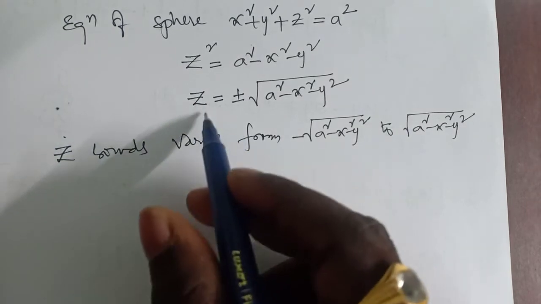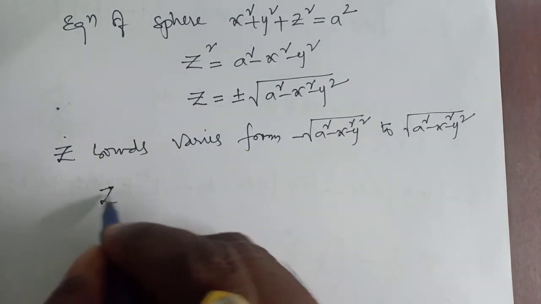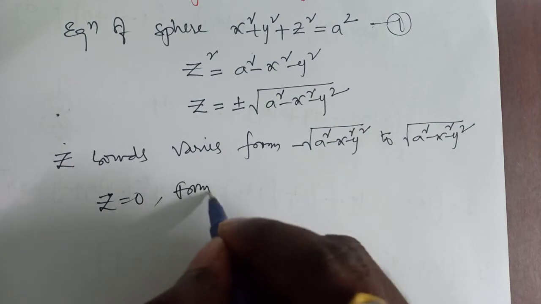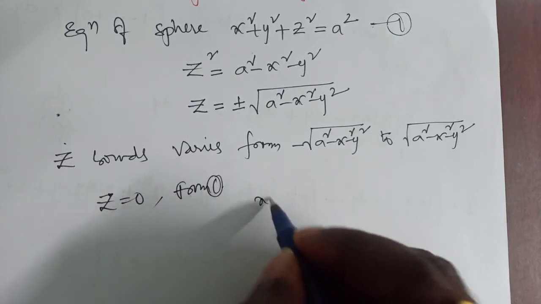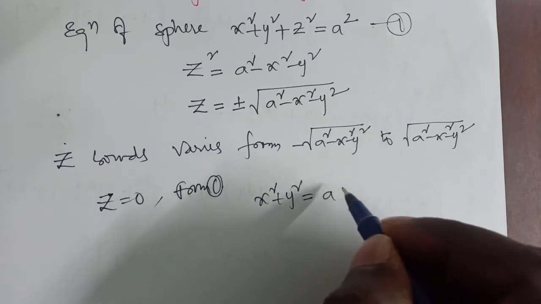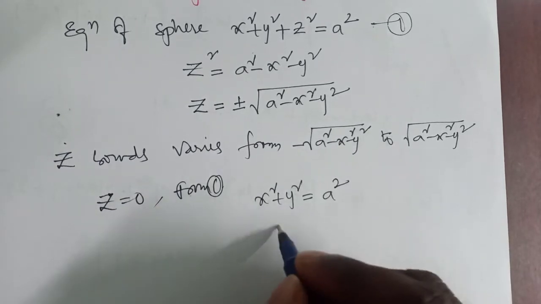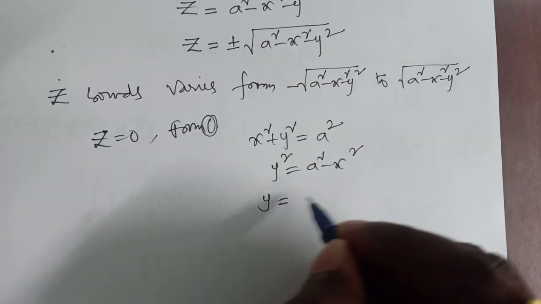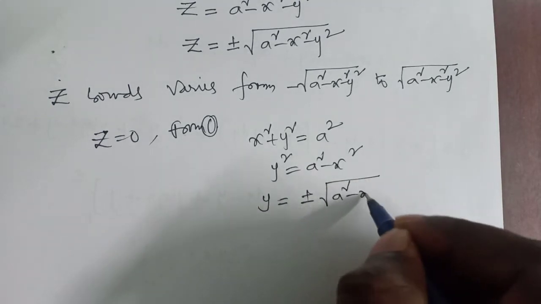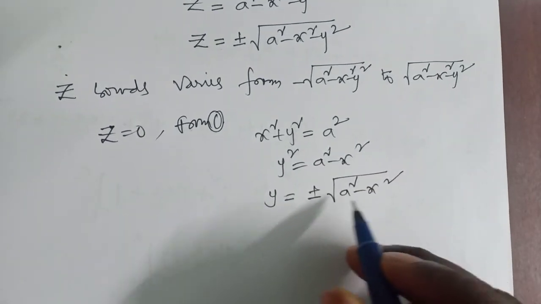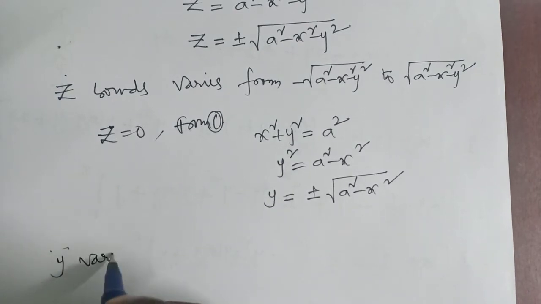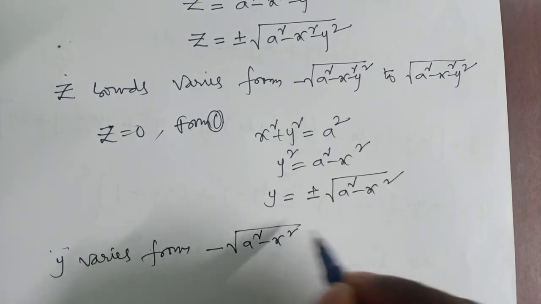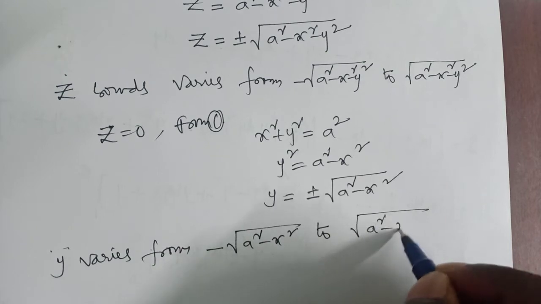And coming to the bounds of y, we need to put z equal to 0. Then we have x square plus y square equal to a square. Now we need to find the value of y. So y square equal to a square minus x square, so y equals plus or minus root over a square minus x square. Clearly y varies from minus root over a square minus x square to plus root over a square minus x square.